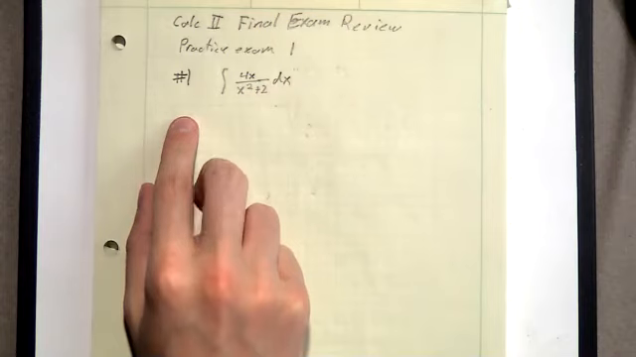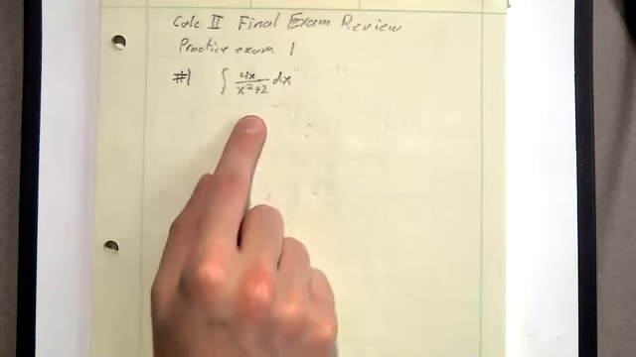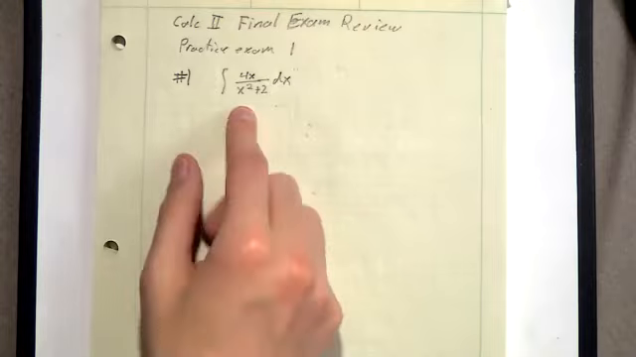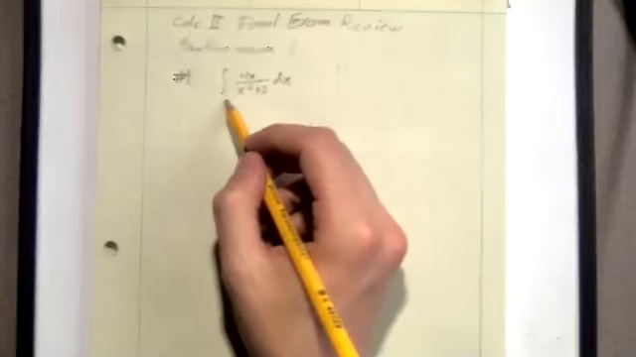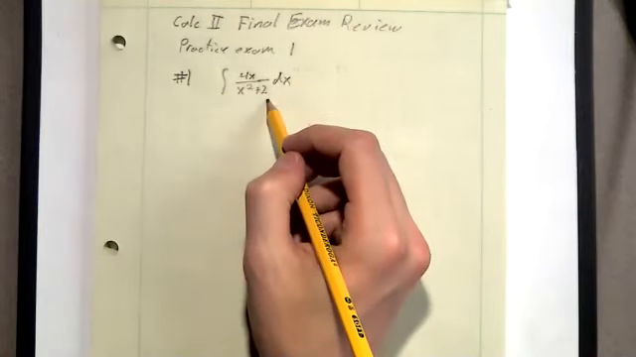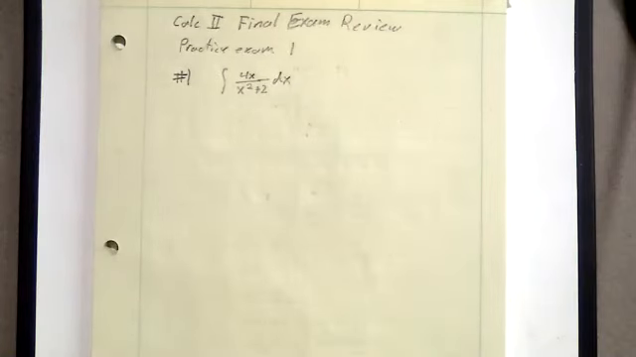So I can only see the solution page. So if I get the start of a question wrong, please tell me. I'm starting with number 1. So this is finding the indefinite integral of 4x over x squared plus 2. If anybody has any specific problems that they want to go over, I can quickly zoom ahead to those, but we'll just start with this since someone asked to go through the first practice exam.